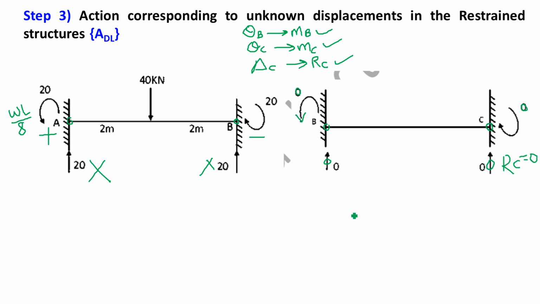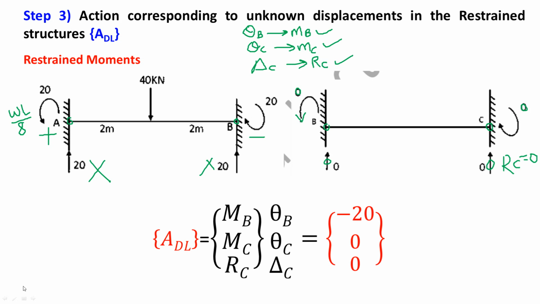Okay. So finally, if you want to write down the ADL matrix, again there are three elements corresponding to three unknowns. First unknown is theta B, second unknown is theta C, third unknown is delta C. Action corresponding to theta B is moment at B, action corresponding to theta C is moment at C, and action corresponding to delta C is reaction at C. So what is the moment at B in the given figure? This is minus 20 plus 0. Total moment is minus 20.